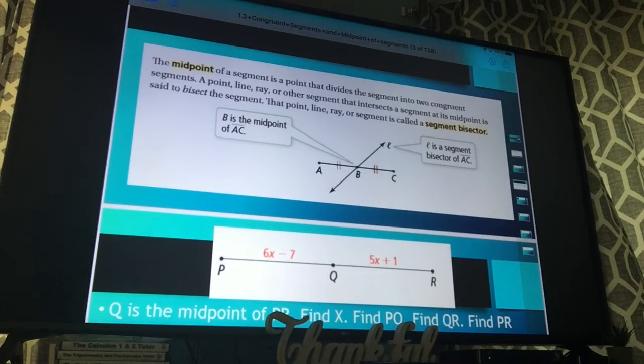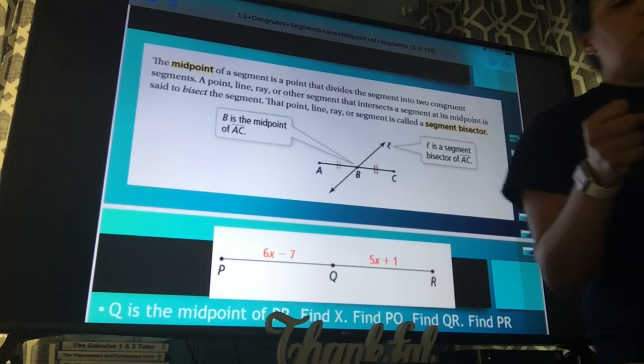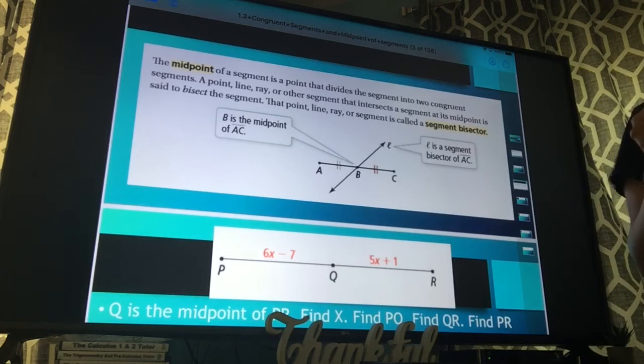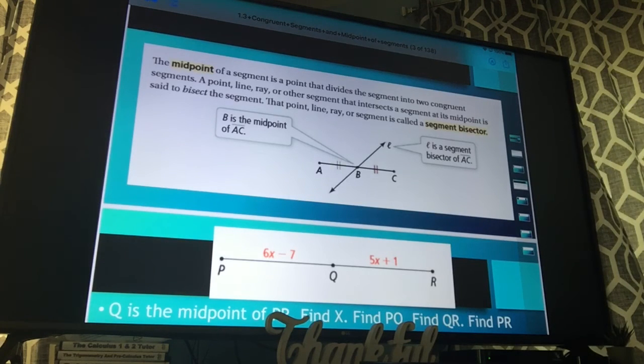So if we're looking at a segment that's 4 units, then A would be at 0, C would be at 4, the midpoint would be 2, right? It's the halfway point. Midpoint is the halfway point, and we've done that in algebra, but it's just a matter of looking at it, okay?